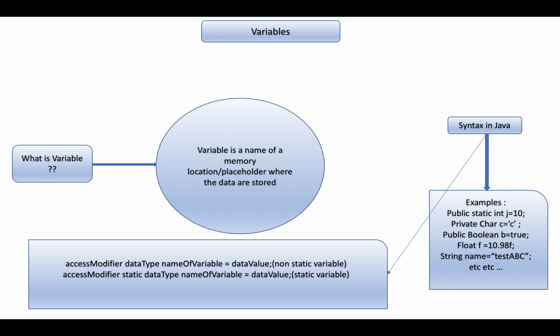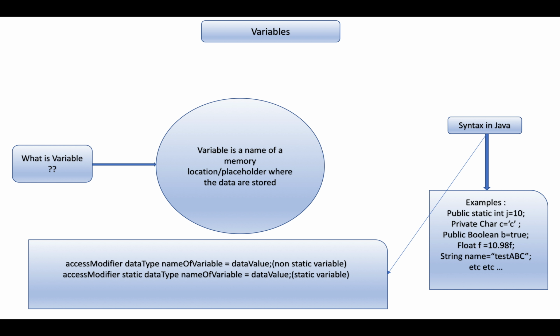So, for an example, public static int j equal to 10. What is public? It's an access modifier. What is static? It's a static keyword. We'll see it in some time. What is int? Int is a type of variable. What type of data are you storing? You are storing 5, 10. So these are called integers. We'll see those in other videos.